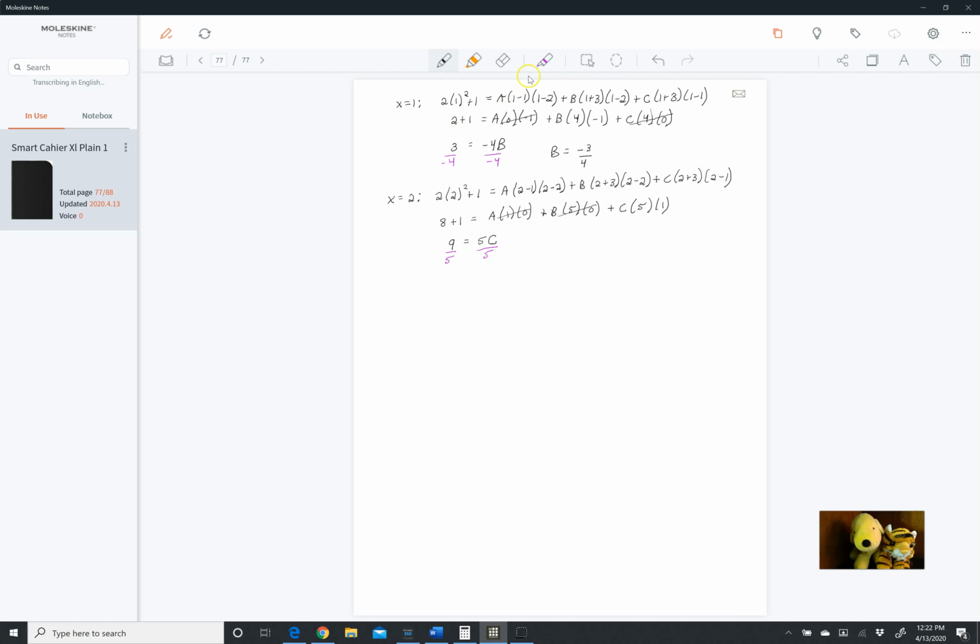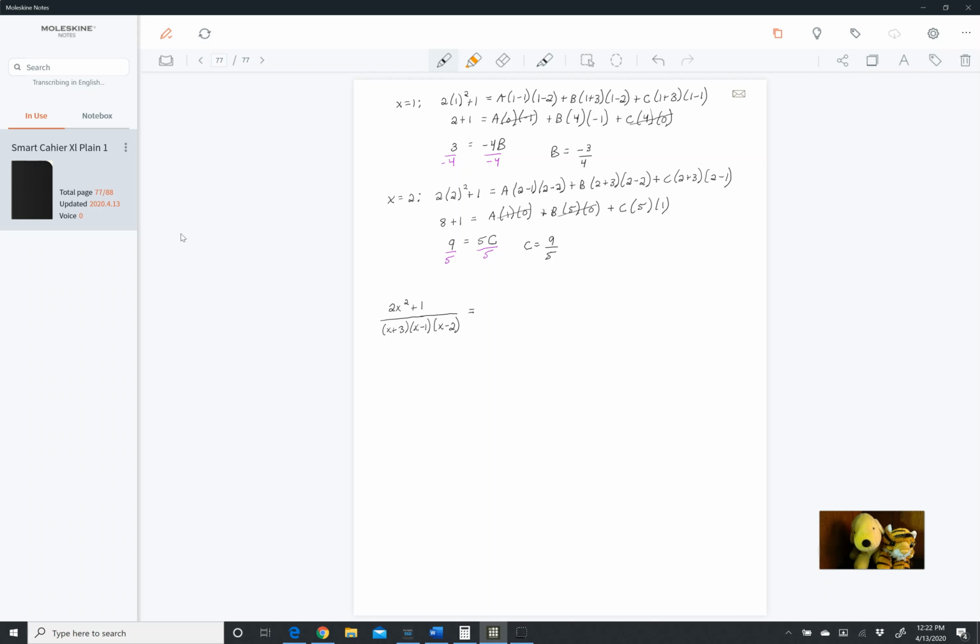And we get that c is equal to 9 over 5. So now it's just a matter of plugging back in. So let's go back to the original. We had 2x squared plus 1 over x plus 3, x minus 1, x minus 2. And then we had a over x plus 3. So a is equal to 19 over 20.